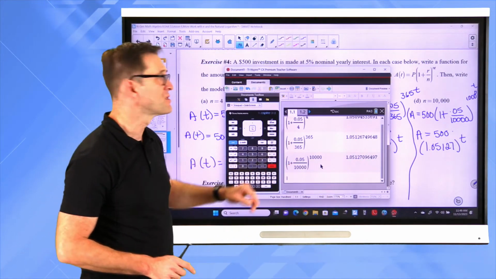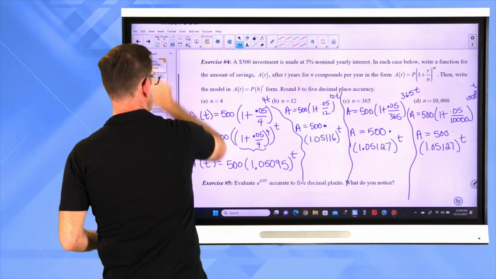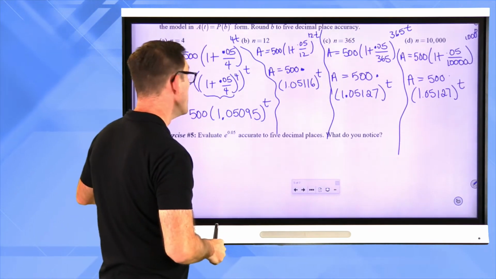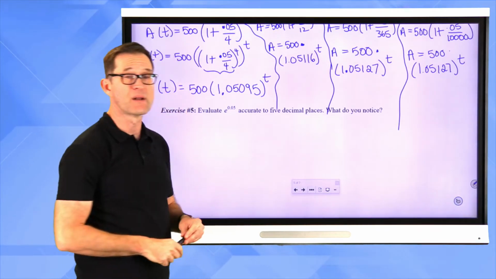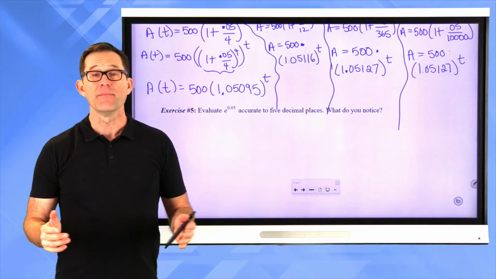I want to leave those calculations up there because let's look at the next problem. Exercise number 5. Evaluate e to the 0.05 accurate to 5 decimal places. What do you notice? All right, go for it.